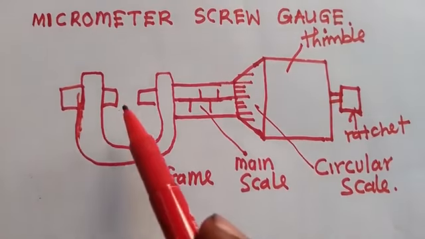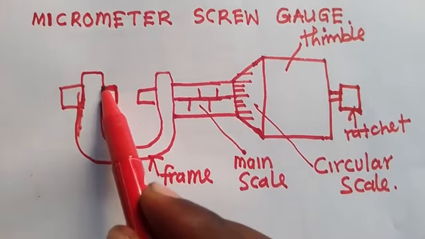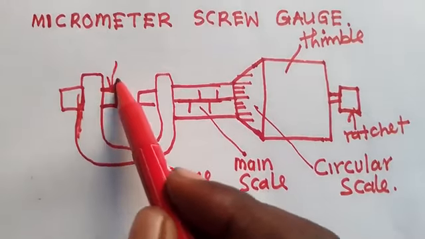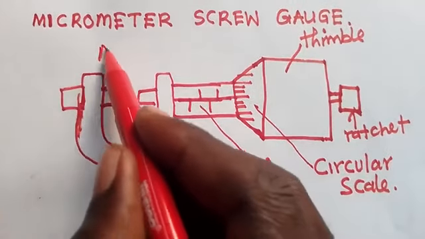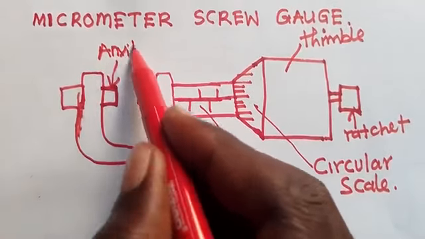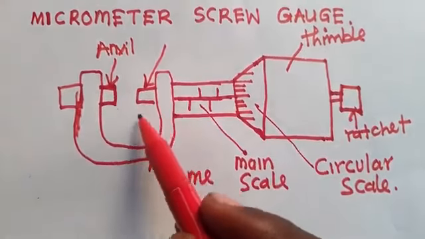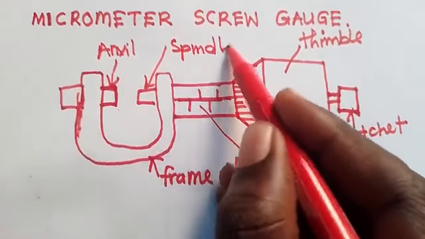Then now we've got this part here. What do we call this part? We know these things. So what do we call this part? This is called an anvil. Then this part here, what do we call it? It is called a spindle, like this.